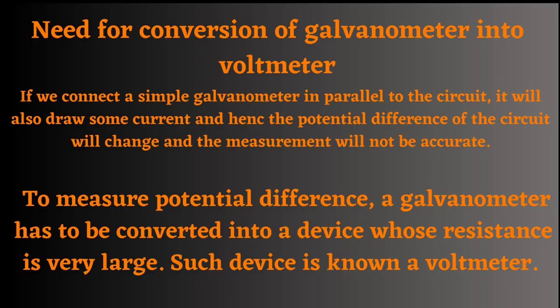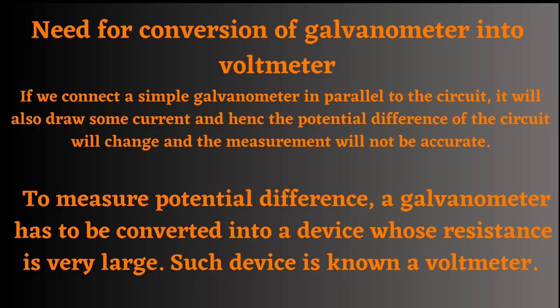If we connect a simple galvanometer in parallel to the circuit, it will also draw some current, and hence the potential difference of the circuit will change and the measurement is not accurate. So for an accurate measurement, it is very important that the current between the 2 points of the conductor should remain the same after connecting the measuring device across the 2 points.